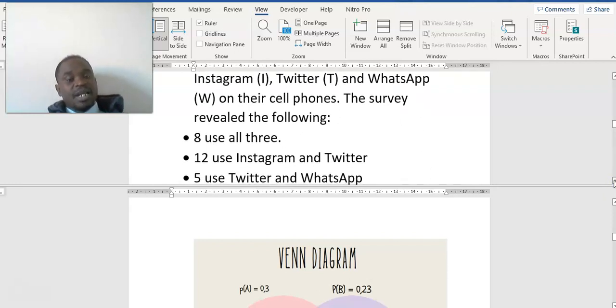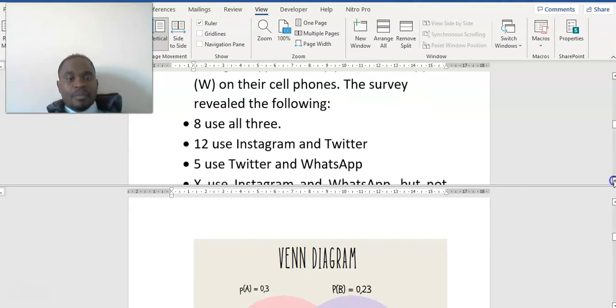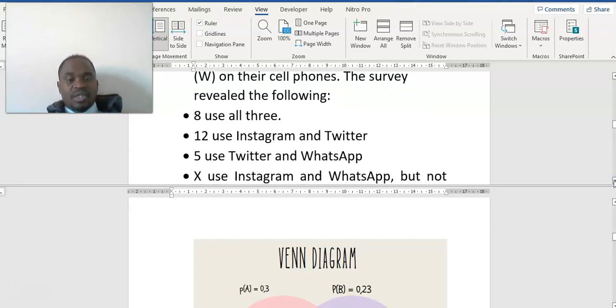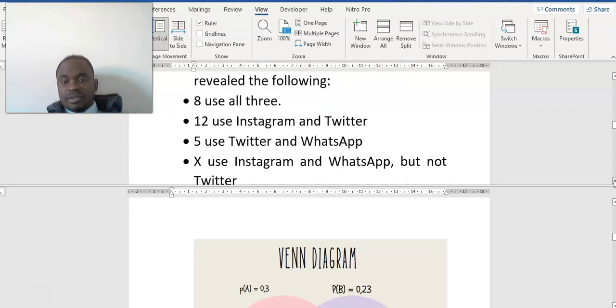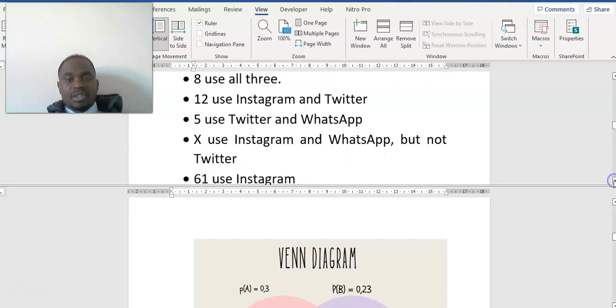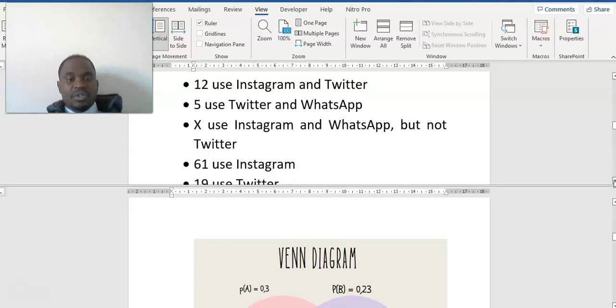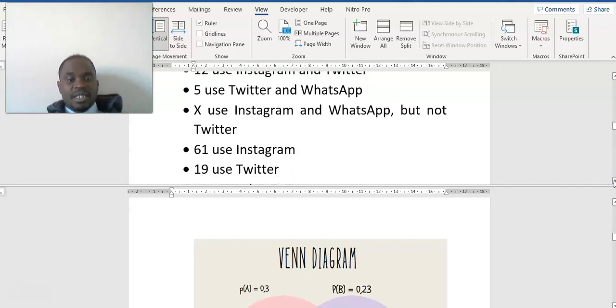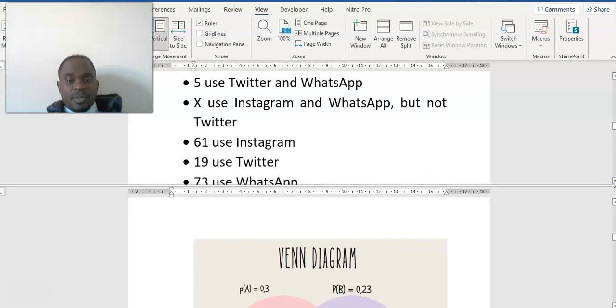8 of the learners use all the 3. What do I mean by all the 3? Twitter, Instagram, and WhatsApp. 12 use Instagram and Twitter. 5 use Twitter and WhatsApp. X, they did not give value. X use Instagram and WhatsApp but do not use Twitter. 61 use Instagram, 19 use Twitter.